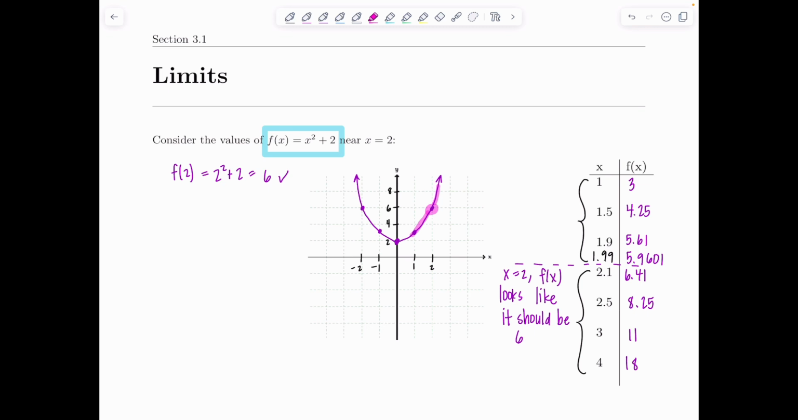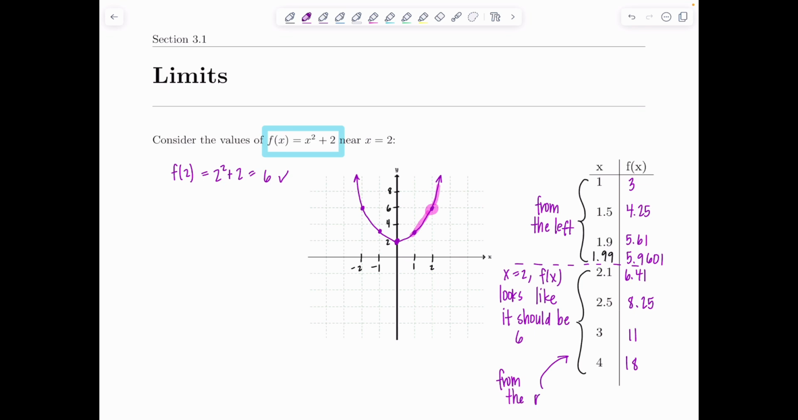We could see here, yes, the function values, the y values, were approaching 6 from both sides of the graph, from values that were smaller than x equals 2 and values that were larger than x equals 2. Now when we're talking in terms of limits, if we're looking at x values that are smaller than what we're approaching, we say that we're approaching from the left of that x value. And when we're looking at values that are bigger, these were all bigger than 2, we say these are from the right.